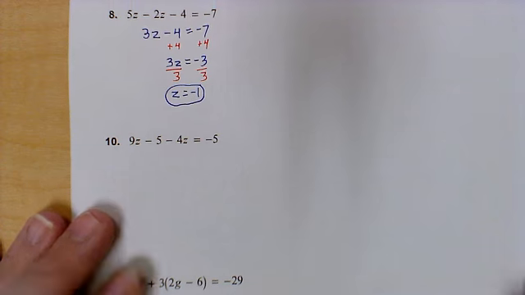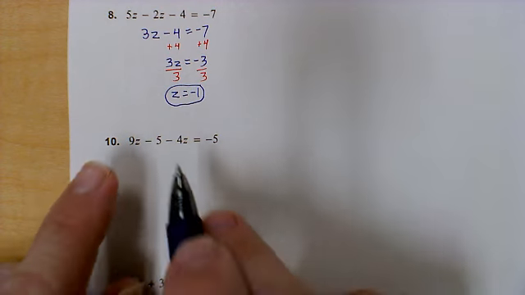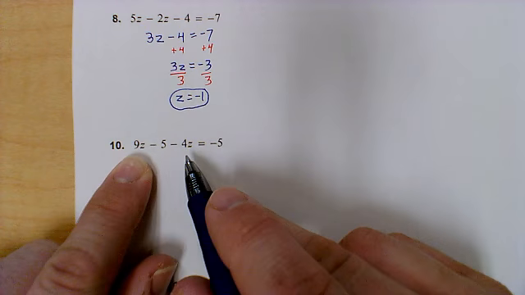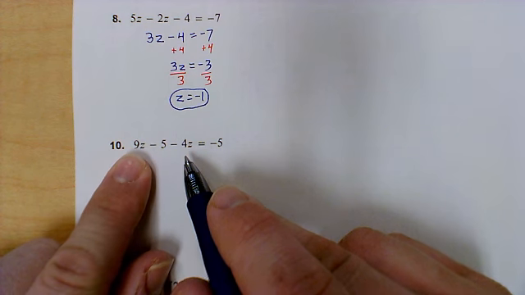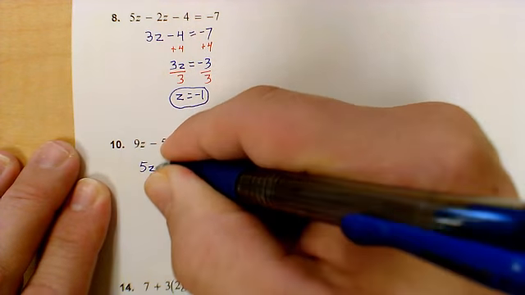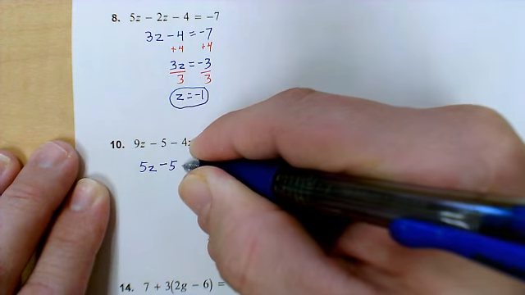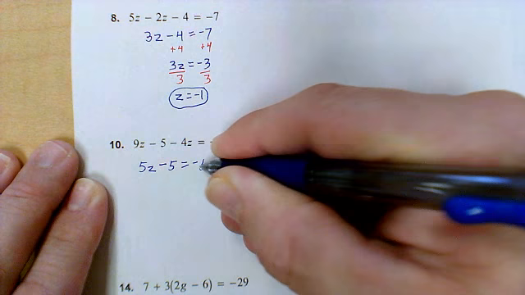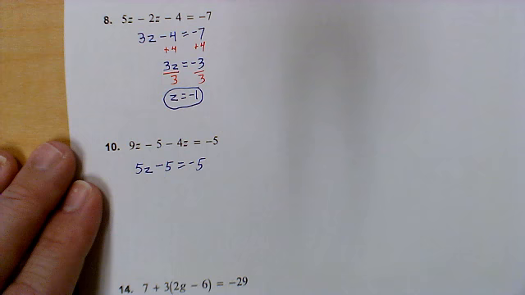Taking a quick look at 10. Very similar problem, but the z's are not right beside each other, but that's fine. So 9z minus 4z is going to be 5z. And you still have the minus 5 here, equals negative 5 over on the right-hand side of the equation.